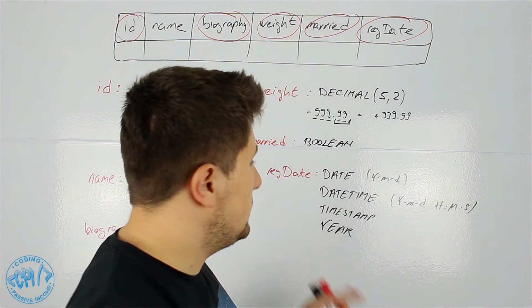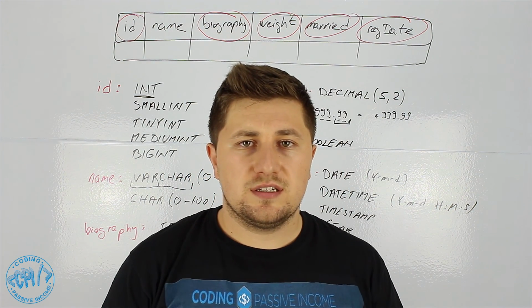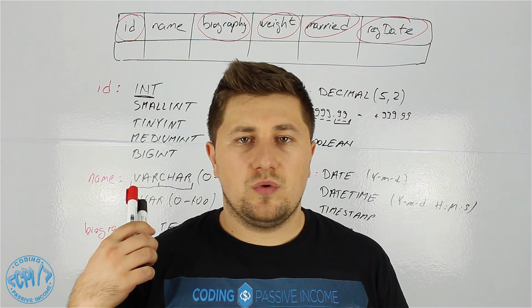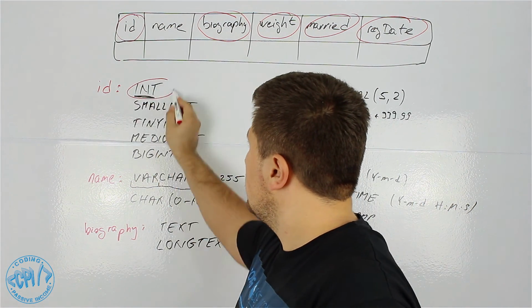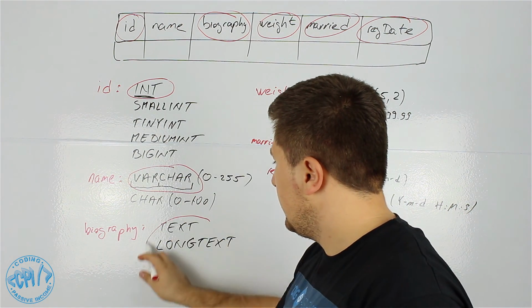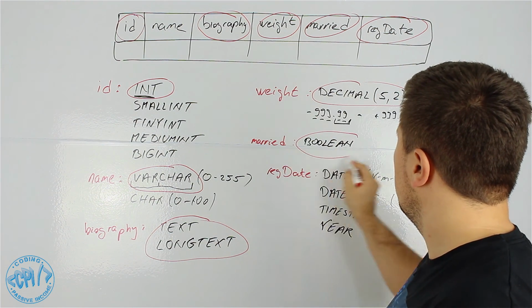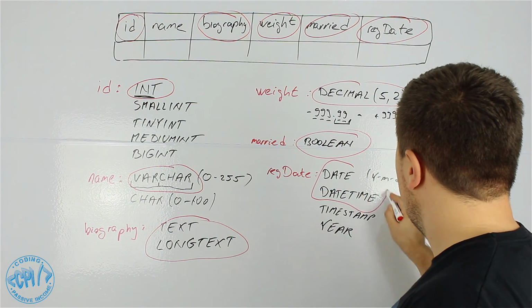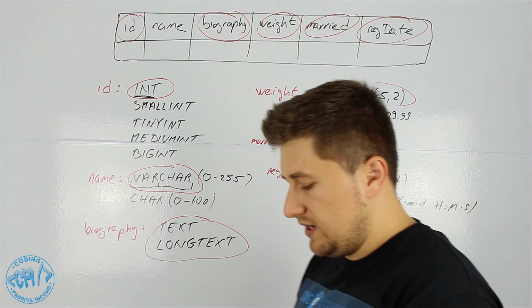So as you can see now, those are the basic data types, and in most cases it will be more than enough if you know only those. So once again, we have integer, VARCHAR, text and long text, decimal, Boolean, and date time. Those are the ones that you will use the most, like I said.